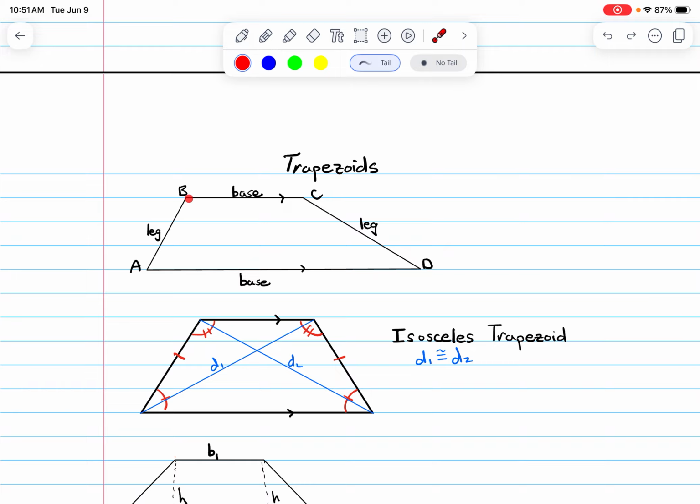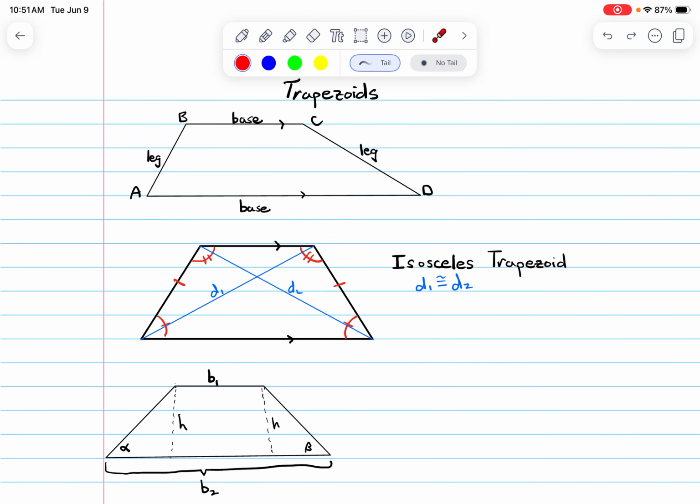Now, if these legs are the same length, we call that an isosceles trapezoid. Okay? And with an isosceles trapezoid, we have this situation. The angles right here are called base angles, because they're down here with the base. The pairs of base angles are congruent in an isosceles trapezoid, not in general.